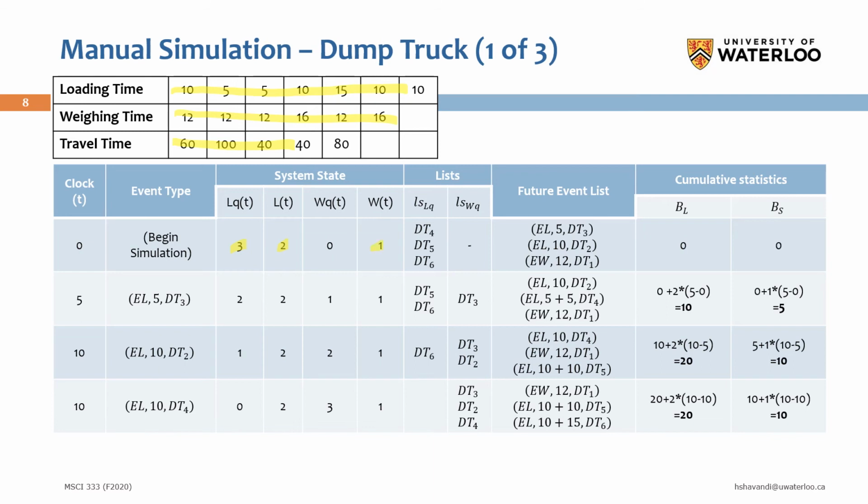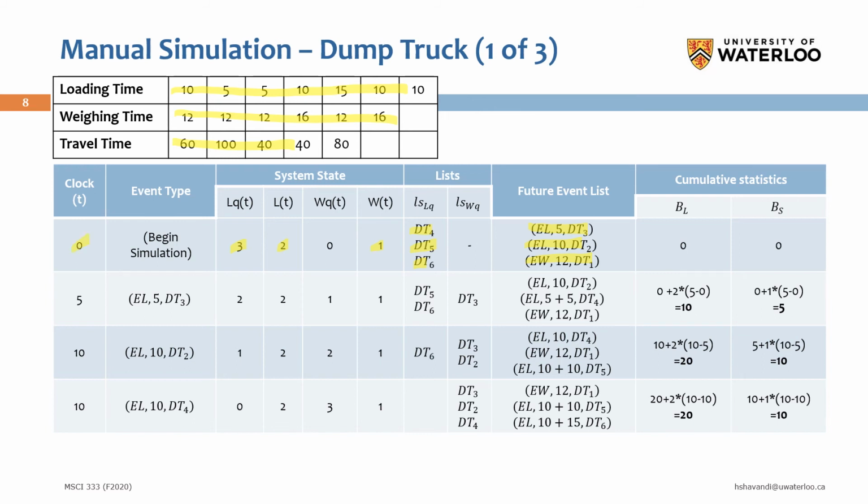1 truck at the scale. Okay, so for the list, as you see here, we have dump truck 4, 5, and 6 waiting in the loading queue, and the future event list, as you see here, we have the loading time 10 and 5. So for dump truck 3 it takes 5 minutes, for dump truck 2 it takes 10 minutes, and the end of weighing for the first one it's 12 minutes, right? So the end of weighing will be for dump truck 1 at time 12. So as you see here, the next event will be end of loading of dump truck 3 at time 5.